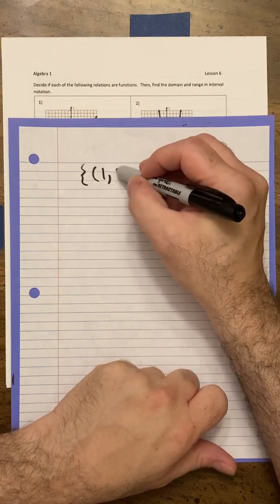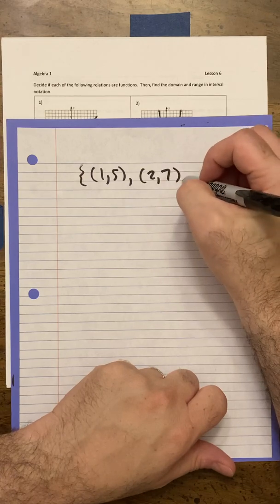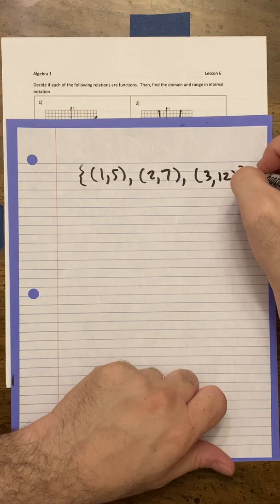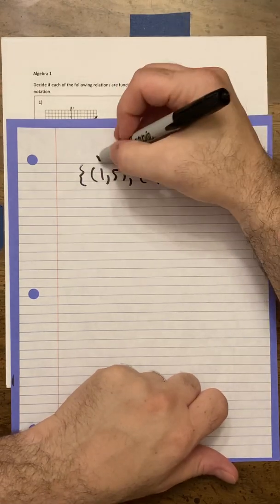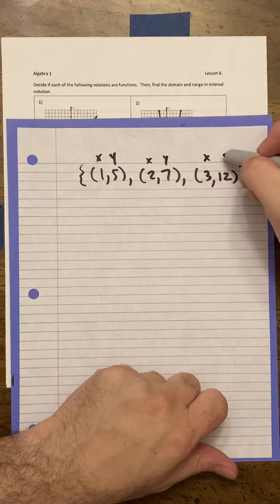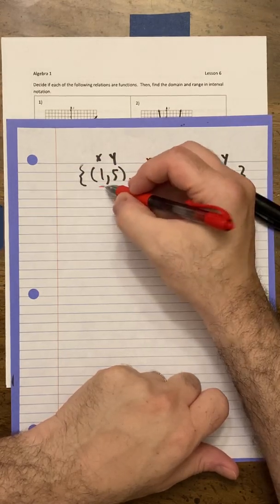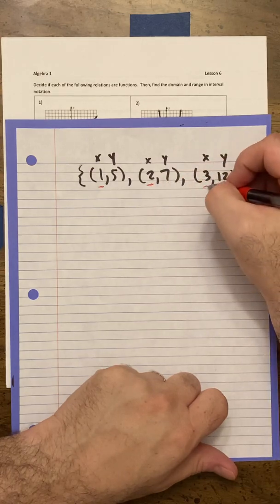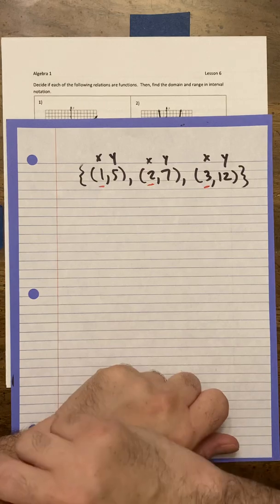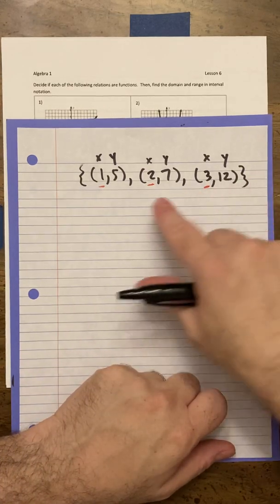So let's say (1, 5) and (2, 7) and (3, 12). So these are x values and these are y values, x and y, x and y. And being that the x values in each case are all different, 1, 2, and 3, this relationship is going to be a function because the x values didn't repeat themselves.